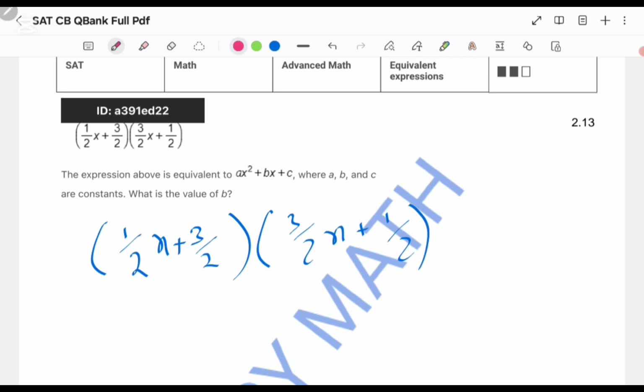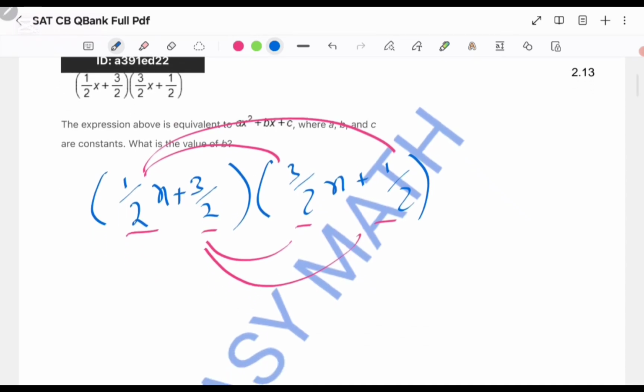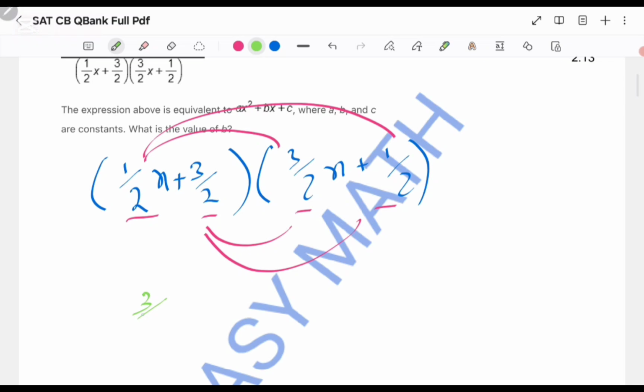So how to expand this bracket is you're going to multiply each one of those by each one of those. So we're going to go ahead and do this, then this. So we multiply these, then these together. Let's go ahead. So first of all, we're going to go with the half x, 1 over 2, multiplied by the 3 over 2. We're going to get 3 over 4, and x multiply x is x squared.